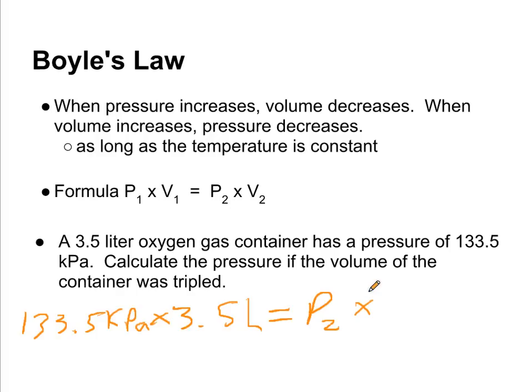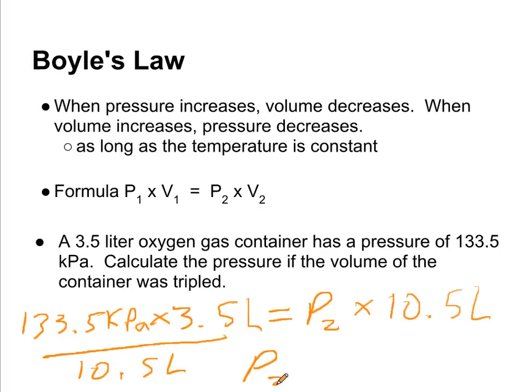And we're going to plug in that tripled volume term over here. 3.5 times 3, that's 10.5. So to solve for P2, all we have to do is divide this side by 10.5 liters. So you plug that into your calculator and you get that P2 is equal to 44.5 kilopascals. Easy, right?